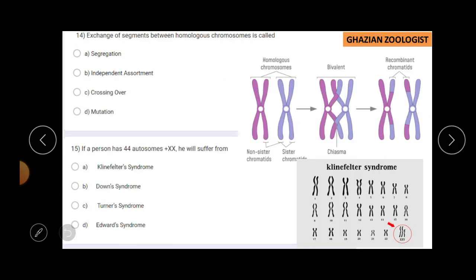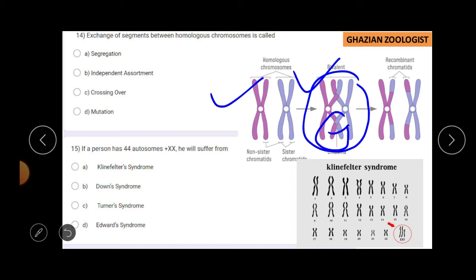The exchange of segments between homologous chromosomes is called, what is it? If you just see this image, there are two homologous chromosomes and they are exchanging their segments. There is a cross between two homologous chromosomes, and above you also see this. In this case they are exchanging their segments, and this is called crossing over.